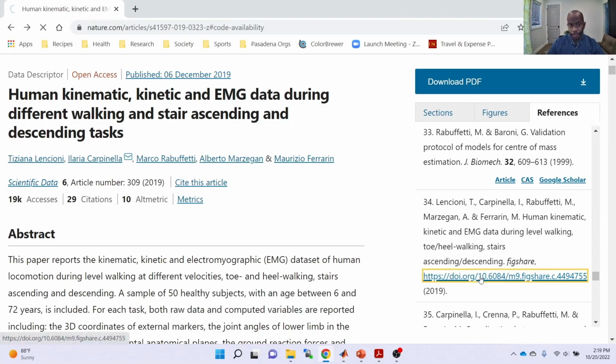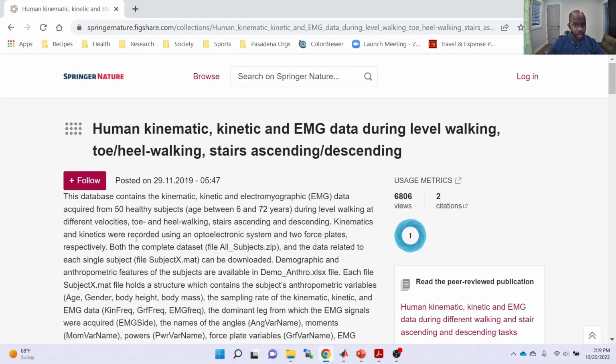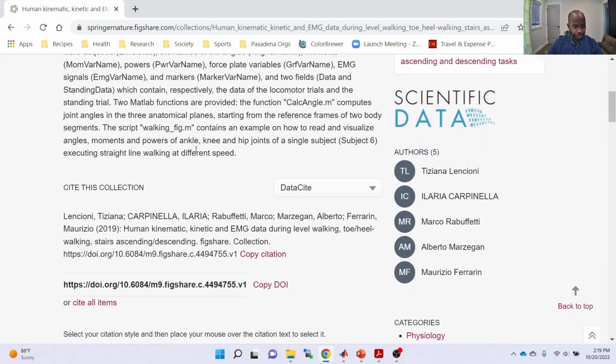So if I select this link, this will take me to the Figshare website, and this is a portion of that website that's linked to the publisher Springer and their Nature set of journals. So here, now we have a detailed description of the data. So this is less about the protocol now and more about the actual files that we would want to access. So let's look through this database for a moment.